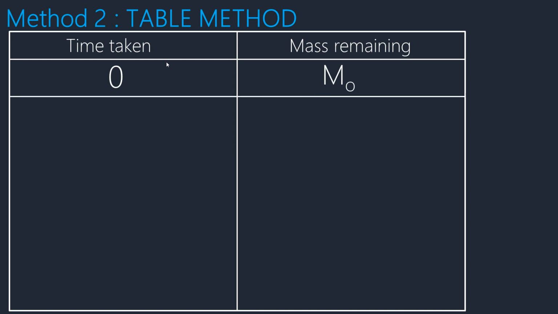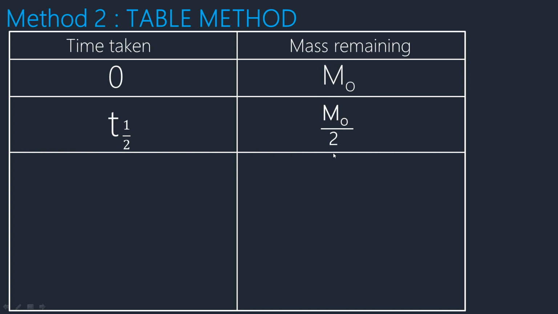Let's again create some more pairs of data. After a half-life, that is T1/2, the remaining mass will be m0 over 2. After another half-life, that means now these are 2 half-lives. The first one, the second, so we keep adding half-lives. Where there is time taken, you keep adding the half-life. And where there is the remaining mass, you keep dividing by 2.